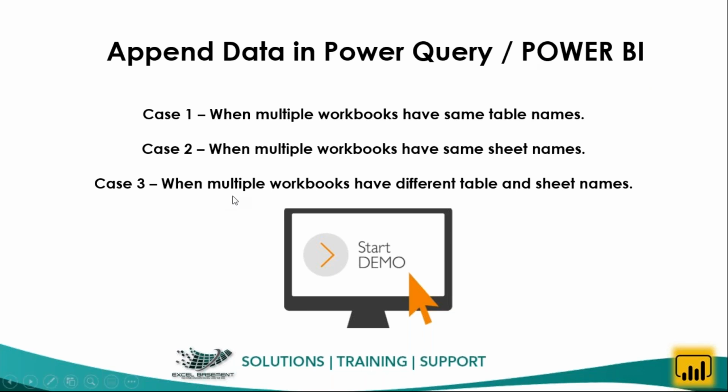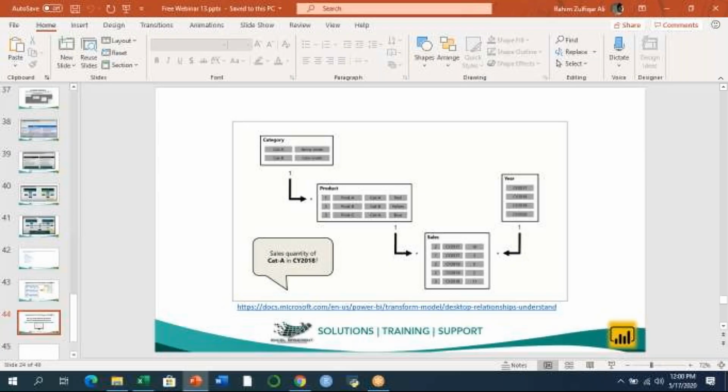In case number three, we have multiple workbooks, but here we get stuck, because we have different table names and different sheet names. In this example, we will use one M language function, Excel.Workbook. With that M code and some tips and tricks, we will get the data even when the user has defined different table names and sheet names, and we need to append that data as well. So let's come to the demonstration part first.